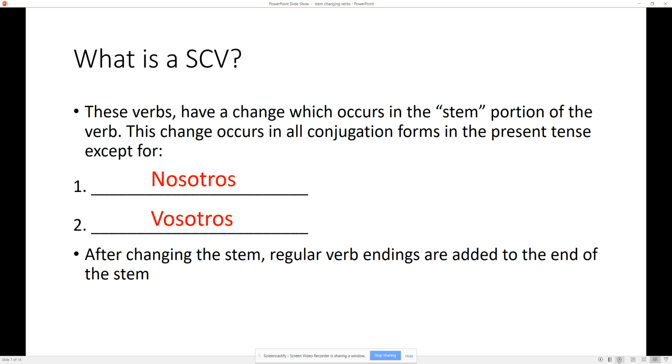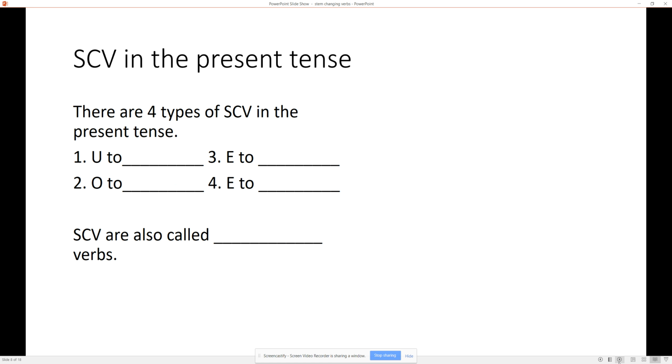So here's the good news. After changing the stem, regular verb endings are added to the end as usual. So that's pretty easy. There's four types, as you're going to see right here. U to EU, O to UE, E to I, and E to IE. Now, a lot of students have been asking, how do I know whether it's a stem changing verb? And here's the other thing. You need to memorize just like you would memorize the definition or whether it is regular or irregular, you need to know that these words are stem changing.